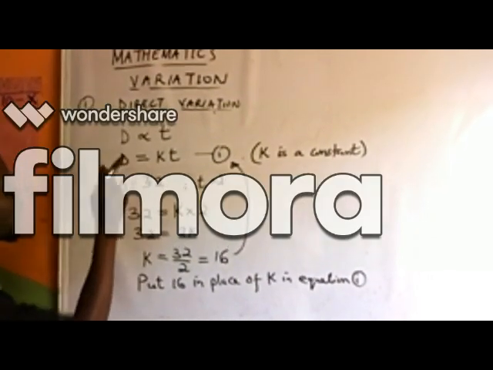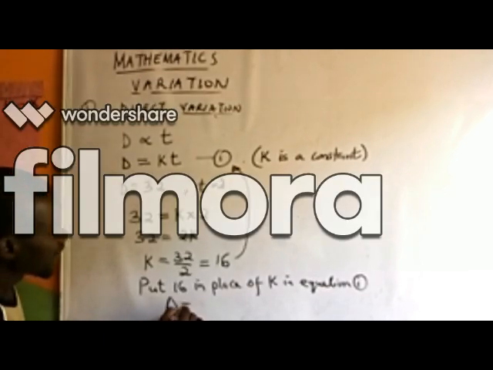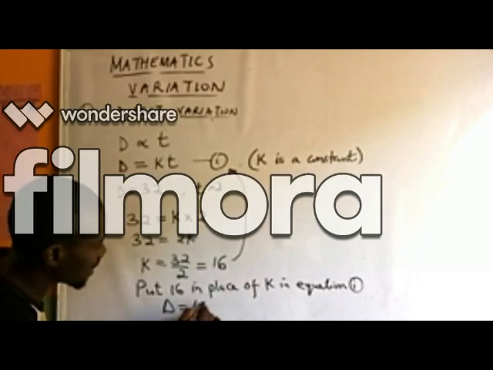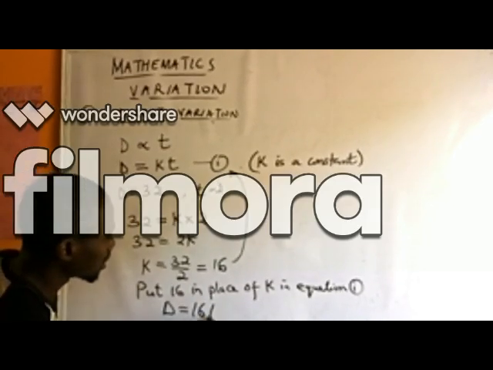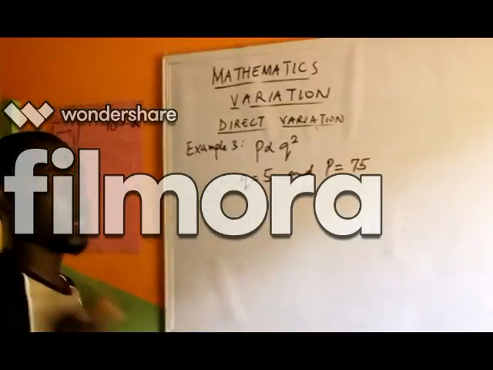Now, for you to find the relationship here, you will replace your D back. D equals, what is my K now? Your K is 16, and you put your T. This is the relationship.